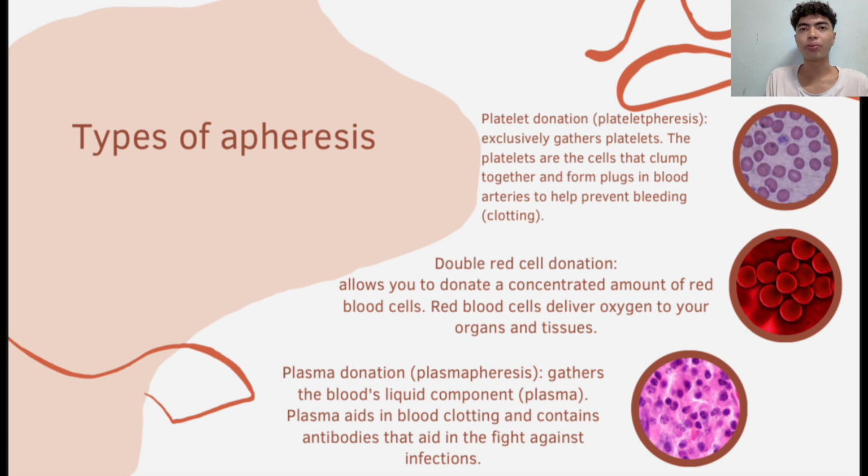And lastly, we have plasma donation. Plasma donation gathers the liquid component of blood, plasma, and plasma aids in blood clotting and contains antibodies that aid in the fight against infection. So how plasma works is, the people that use plasma are people that go through traumatic accidents, so they don't risk getting infections while getting treated or whatnot.